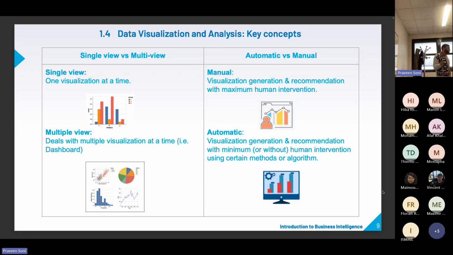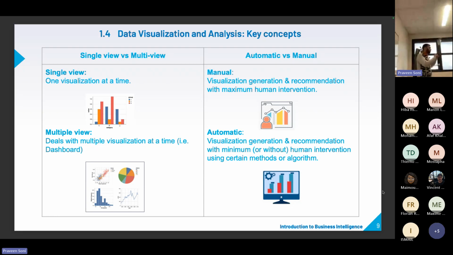Same here. If you have the data and you know the tool, you are not going to build each and every visualization. You already know the visualizations: this is the bar chart, this is the pie chart. Why should you waste the time? So here the things come.